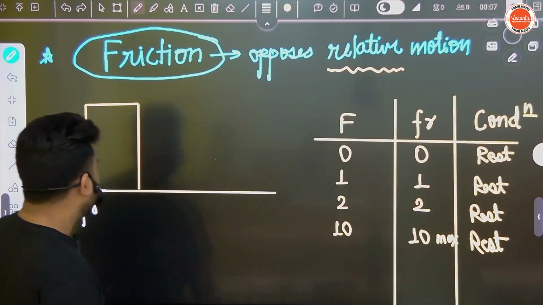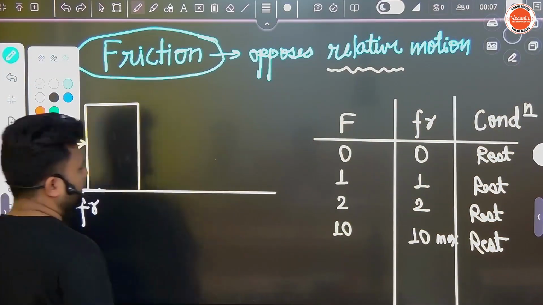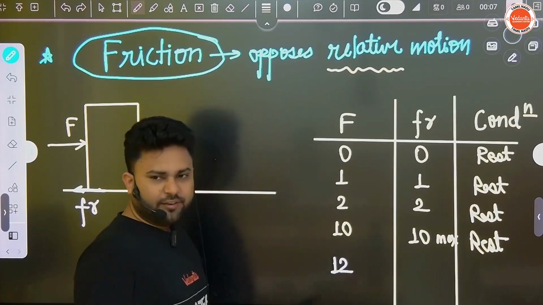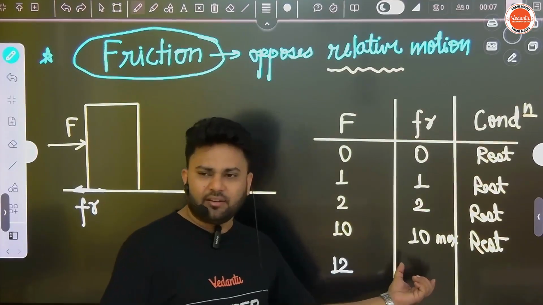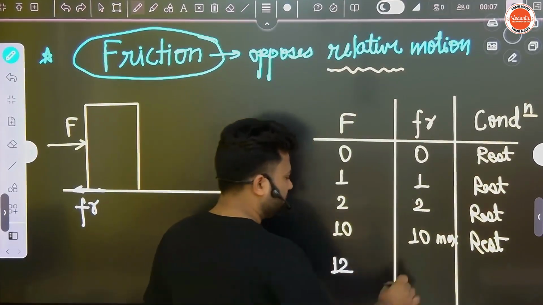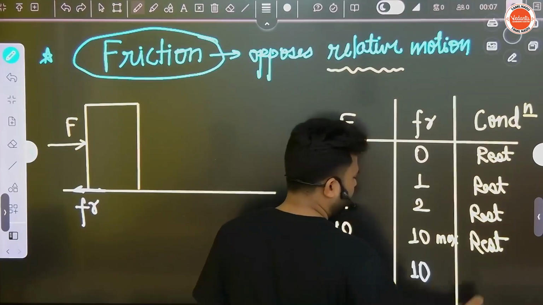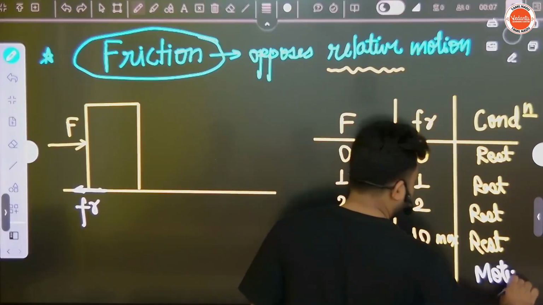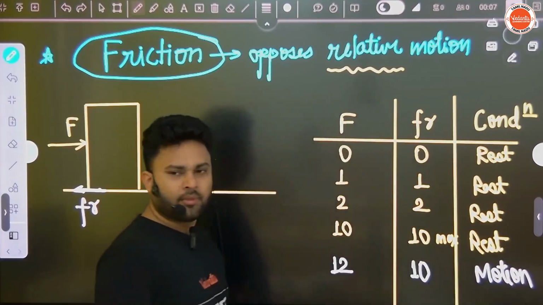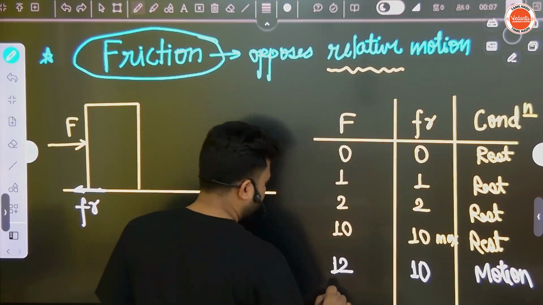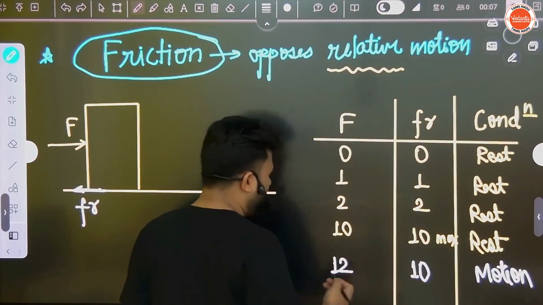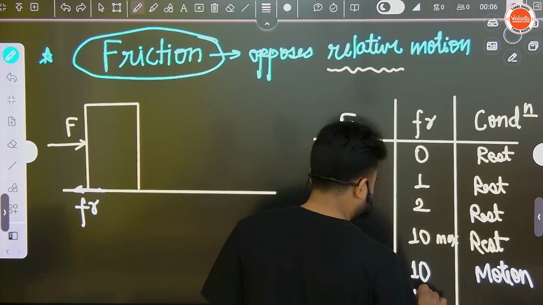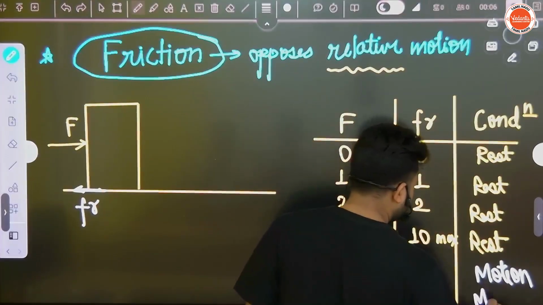Correct? Now if you further apply force, suppose 12 Newton, how much friction will it apply? It will apply maximum only, no? 10. Now the object is in motion. Again, if you apply 14 or 20, whatever, how much friction will apply? Its maximum, 10. And the object will be in motion.